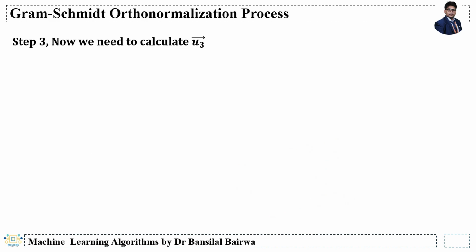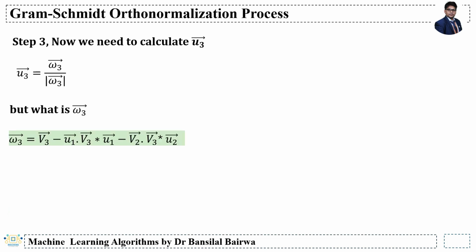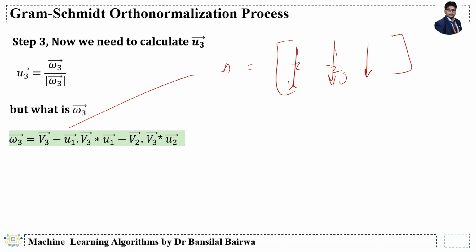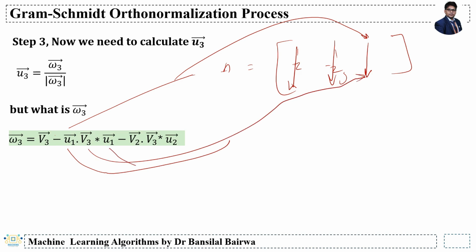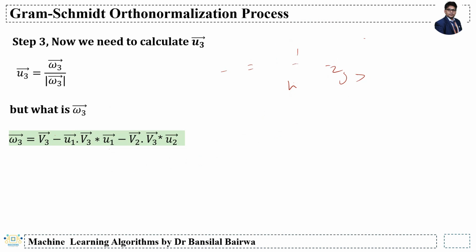So here I have mentioned the formula for omega 3. Okay, so what is that? Omega 3 is this one. V3, that is from our A matrix. There we have some columns, the first, second and third vector. So this is our third vector. U1 is our first vector, and V3 is the third vector again, and U1 is the first vector of the orthonormal matrix, right?